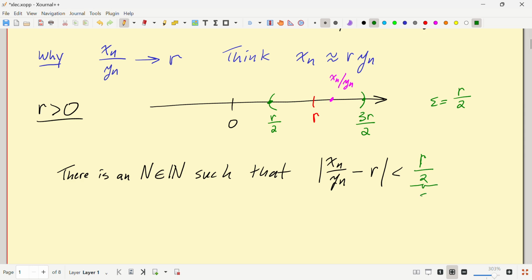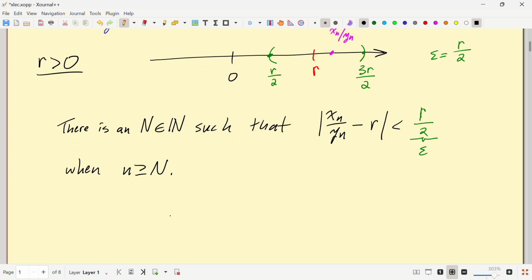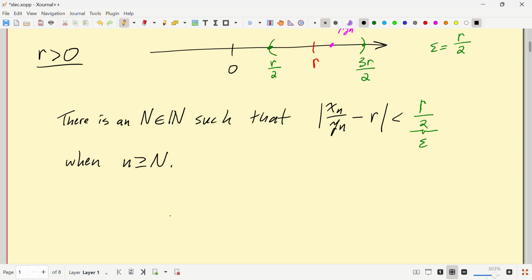Okay, that's my epsilon, when n is bigger than or equal to N. I want to play around and be able to write xn as something times yn, or greater than something or less than something.